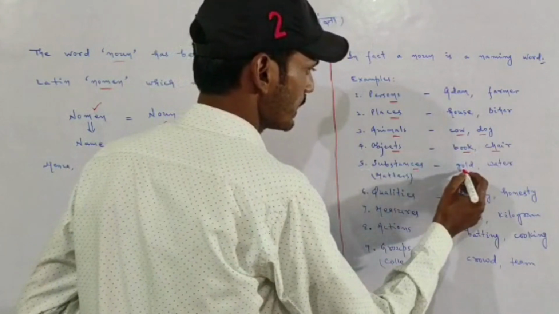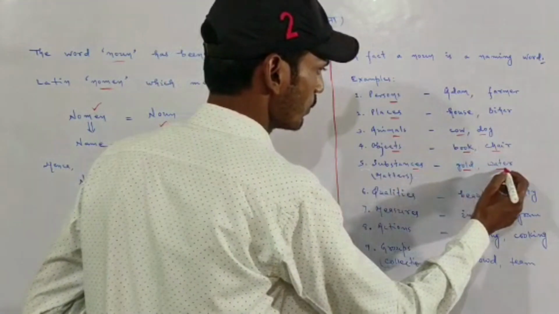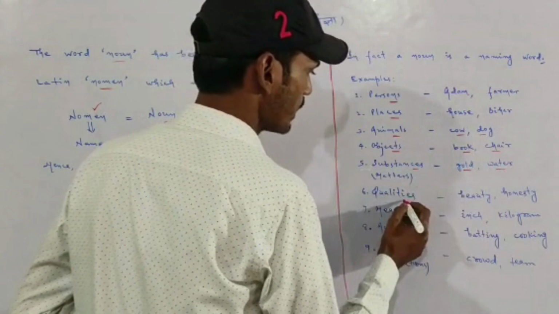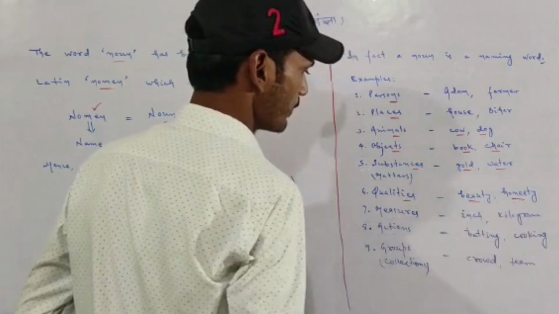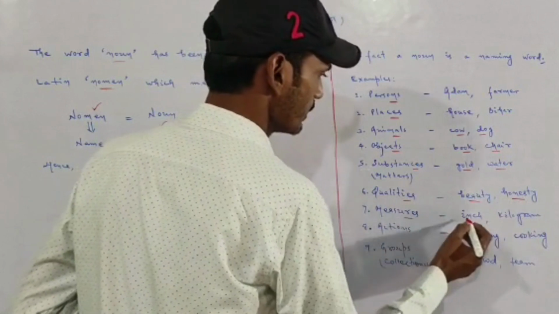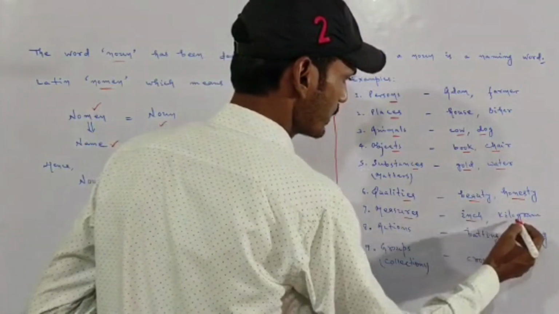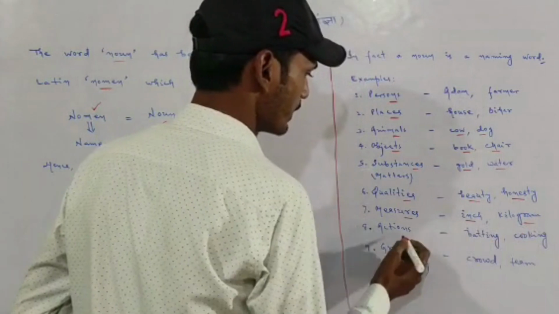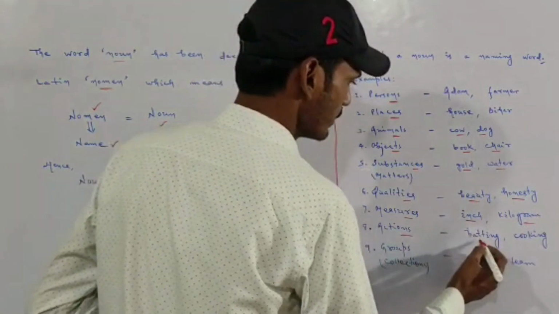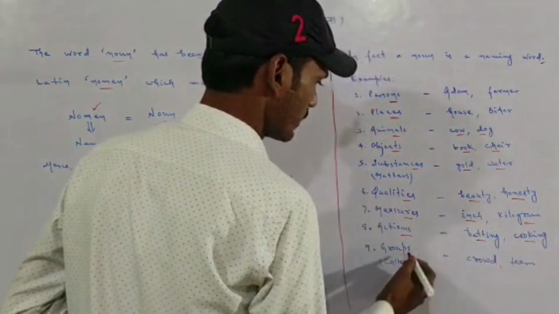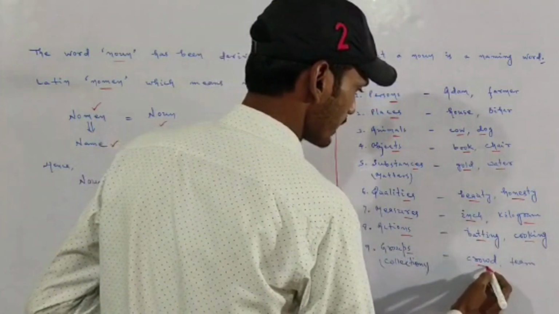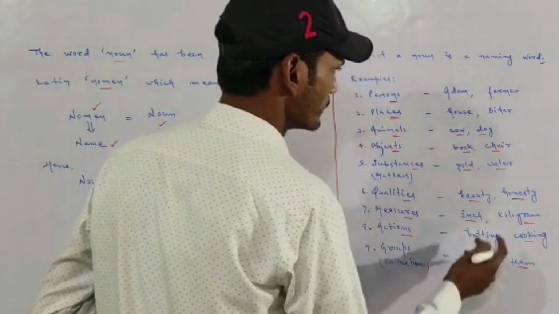सब्सटेंसेस जैसे गोल्ड, वाटर. क्वालिटीज जैसे ब्यूटी, ऑनेस्टी. मेजर्स जैसे इंच, किलोग्राम. एक्शंस जैसे बैटिंग, कुकिंग. ग्रुप्स जैसे क्राउड, टीम.